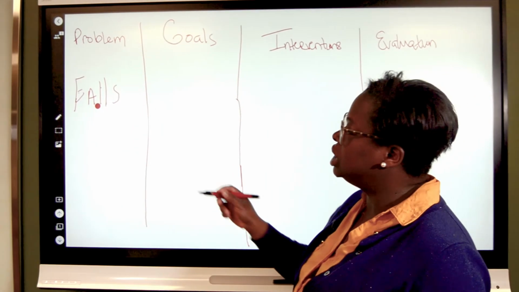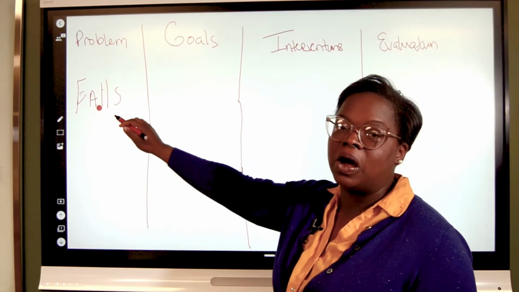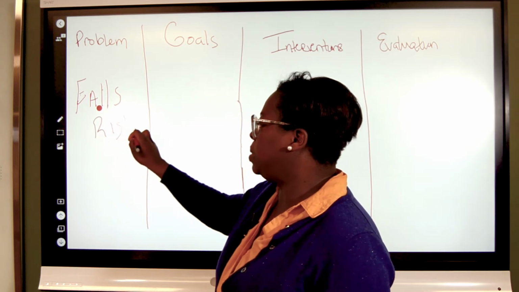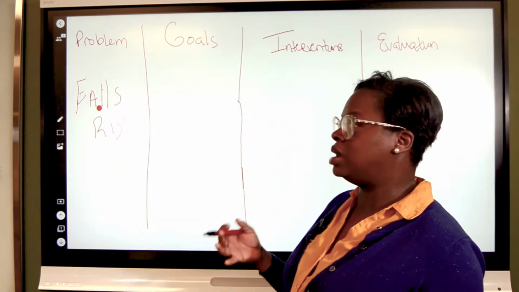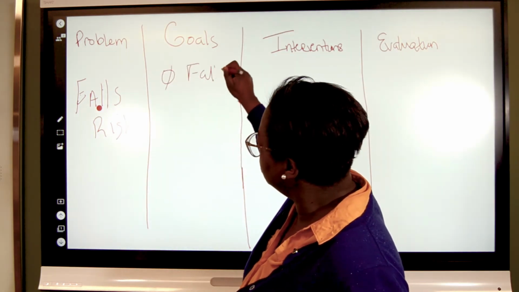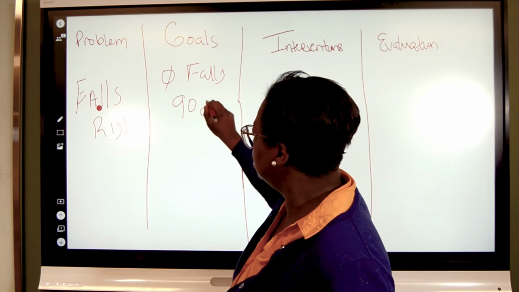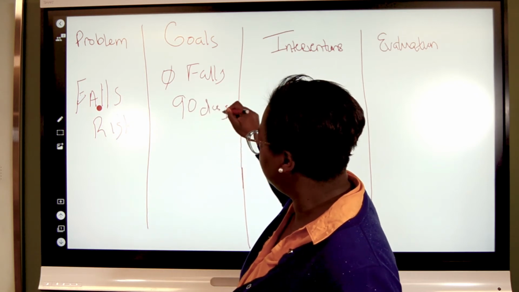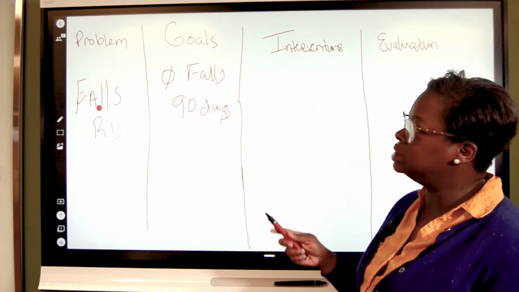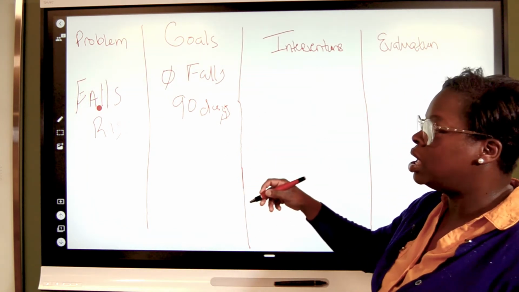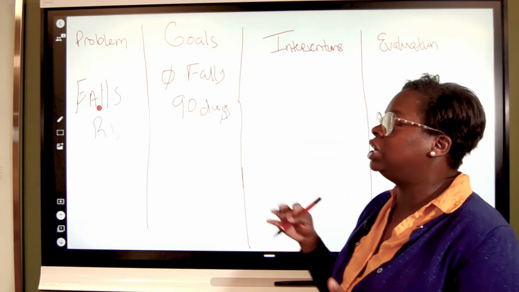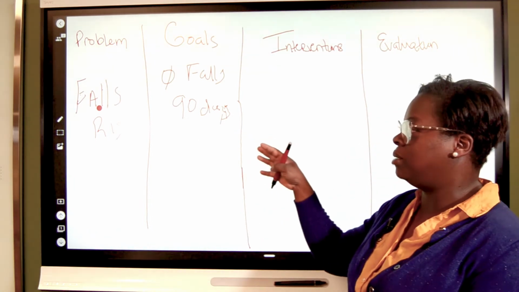If I'm establishing a goal for this problem of falls, that maybe the patient is a fall risk, then the goal would be that the patient, of course, would not fall. So we're going to say no falls in 90 days. And so over that course of time, you would hope that using the interventions that we come up with, the resident would not fall over a 90-day period.